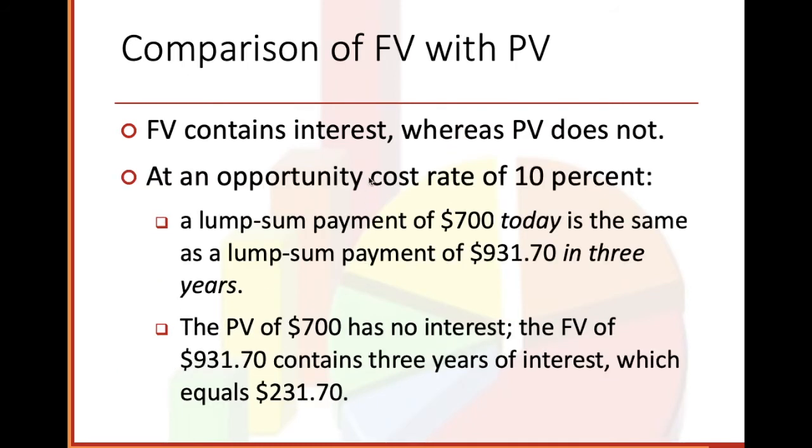Comparisons of future value with present value. Future value contains interest, whereas present value does not. Okay, if it's today, you don't put your interest into it, which is what that's saying. At an opportunity cost rate of 10%, a lump sum payment of $700 today is the same as a lump sum payment of $931.70 in 3 years. The present value of $700 has no interest. The future value of $931.70 contains 3 years of interest, which equals $231.70. Okay.